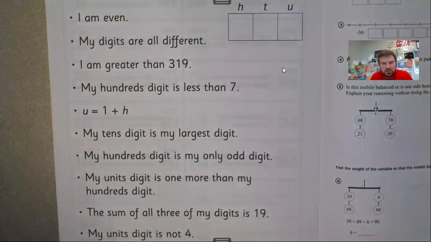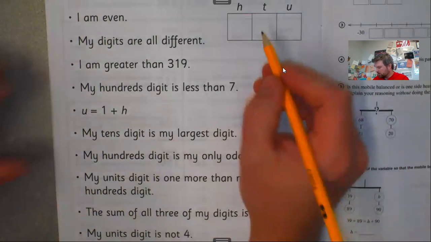My hundredths digit is my only odd digit. My units digit is 1 more than my hundredths digit. The sum of all 3 of my digits is 19. And my units digit is not 4. So I'm going to give you a strategy here to work this out, and then I'm going to stop and let you work here a little bit.